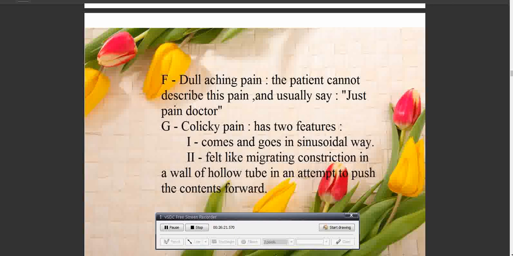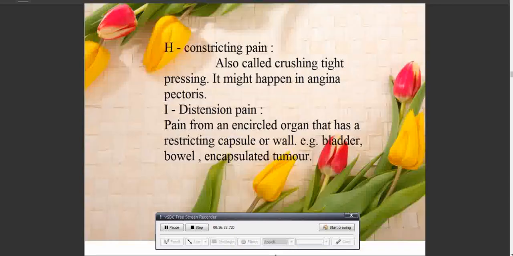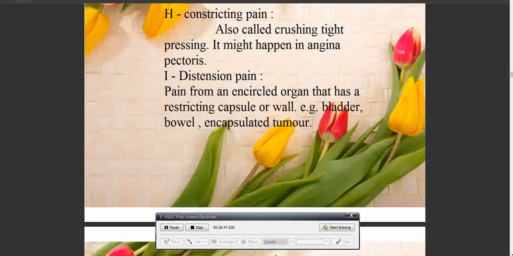Then colic pain has two features. One, it comes and goes in a sinusoidal way. Two, it is felt like a migrating constriction in the wall of a hollow tube in an attempt to push the contents forward. Another thing is constricting pain, also called crushing or tight pressing. It might happen in angina pectoris. Distension pain, pain from an encysted organ that has a restricting capsular wall, like bladder, bowel, or encapsulated tumor, can get distension pain.